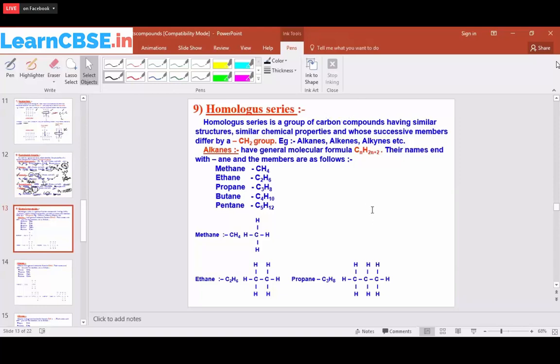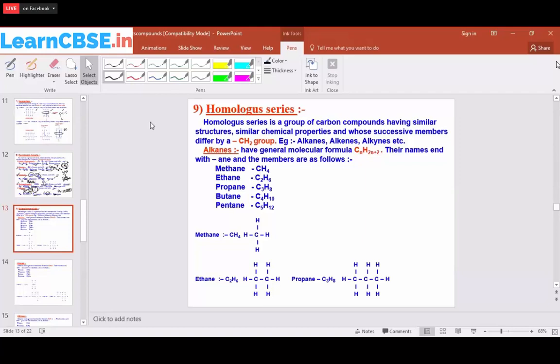Okay. So next one is the homologous series. The homologous series is a group of carbon compounds having similar structures, similar chemical properties, and whose successive members differ by the CH2 group. So that we call it a homologous series. Examples: alkanes, alkenes, alkynes. First, we are going to see the alkanes.